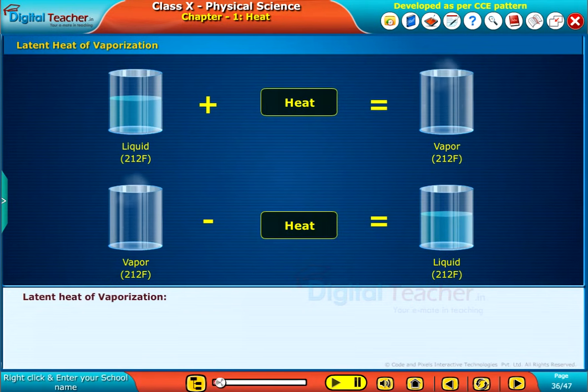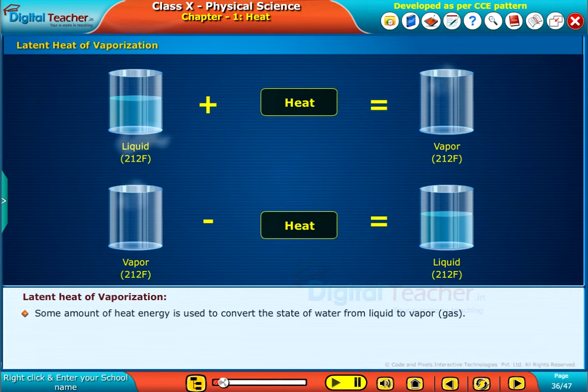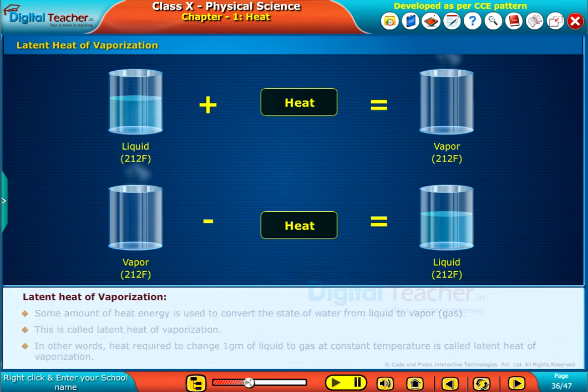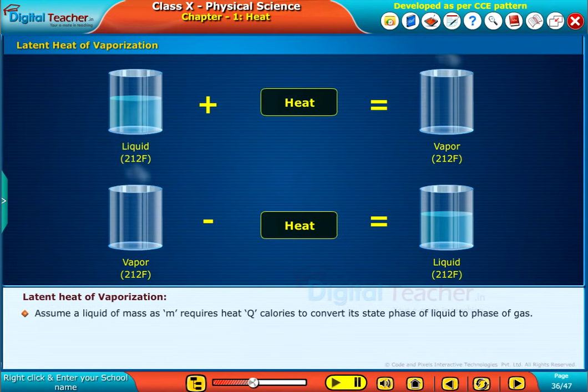Latent heat of vaporization. Some amount of heat energy is used to convert the state of water from liquid to vapor or gas. This is called latent heat of vaporization. In other words, heat required to change 1 gram of liquid to gas at constant temperature is called latent heat of vaporization. Assume a liquid of mass m requires heat Q calories to convert its phase from liquid to gas.